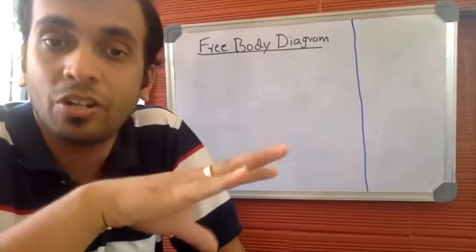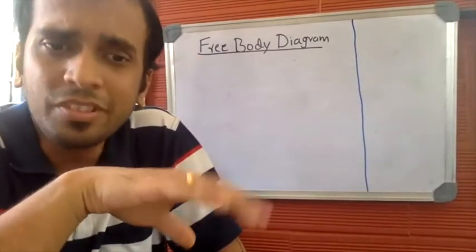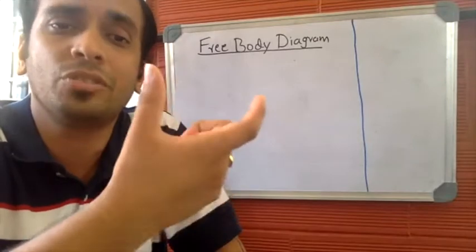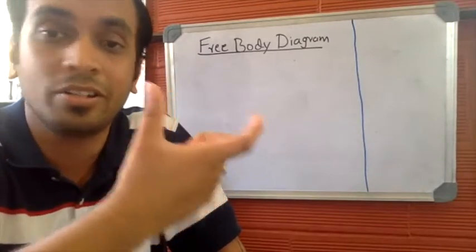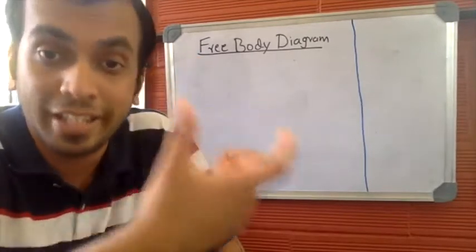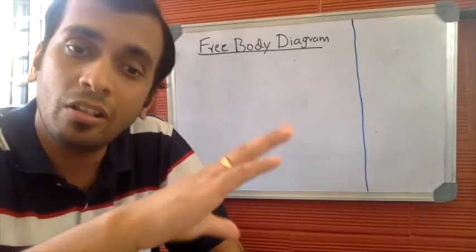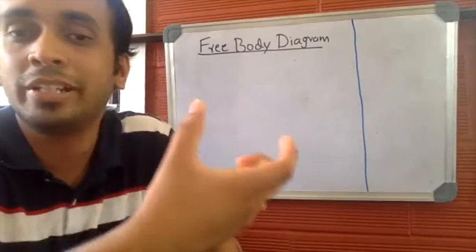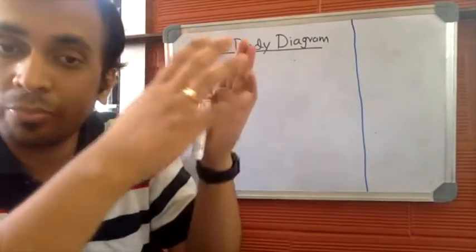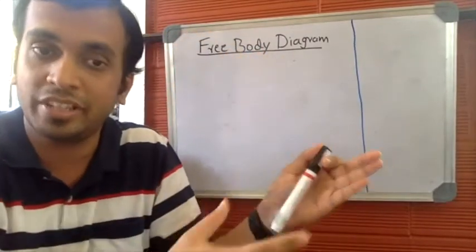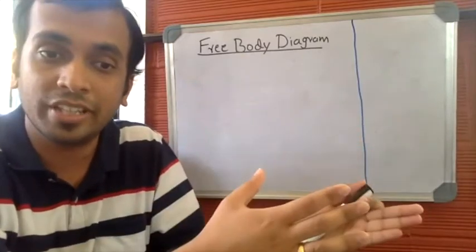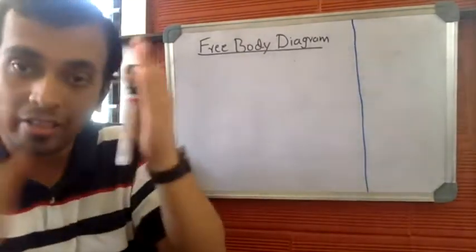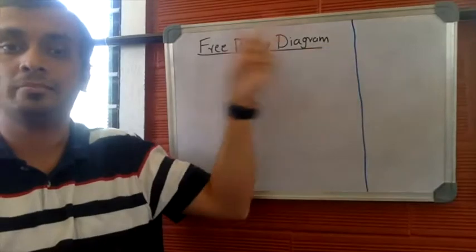It is basically a drawing which you draw in order to represent all the forces acting on a particular body or on a given arrangement. You'll be drawing all the forces separately and systematically, which act on a particular body or given arrangement. And we call that particular drawing a free body diagram or FBD.